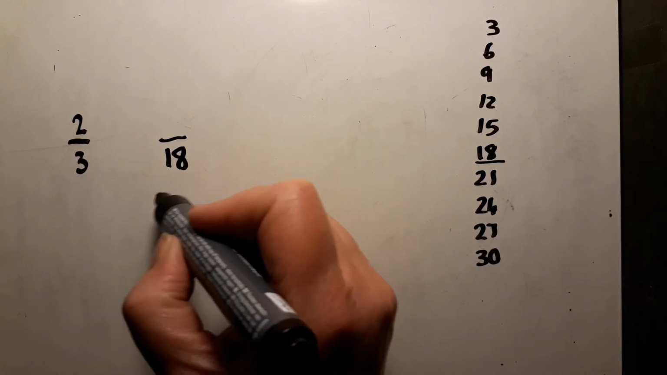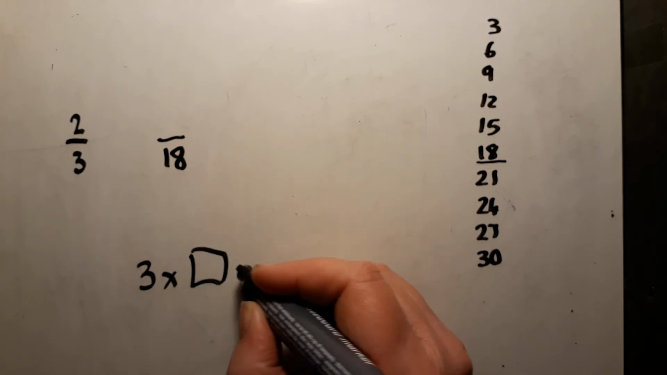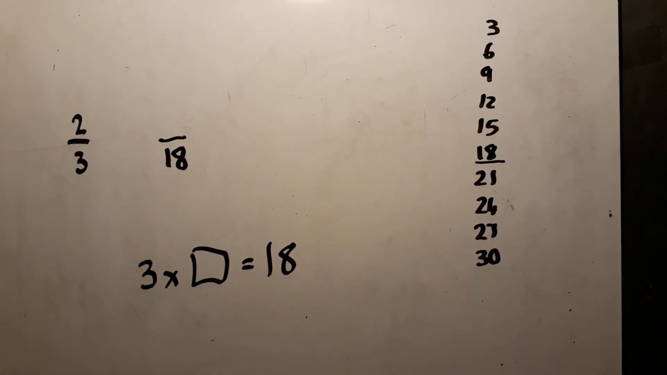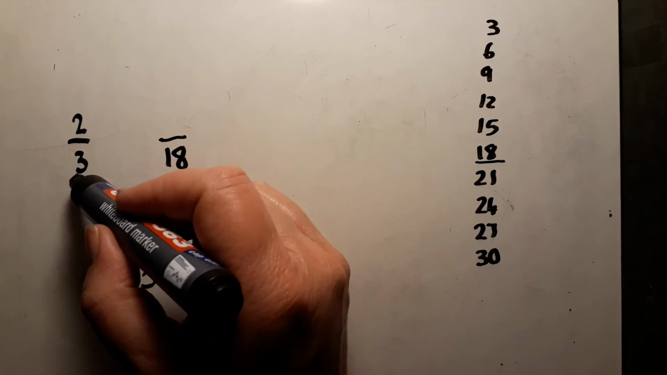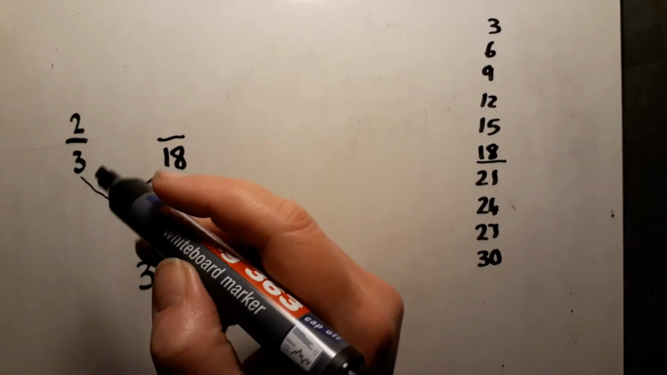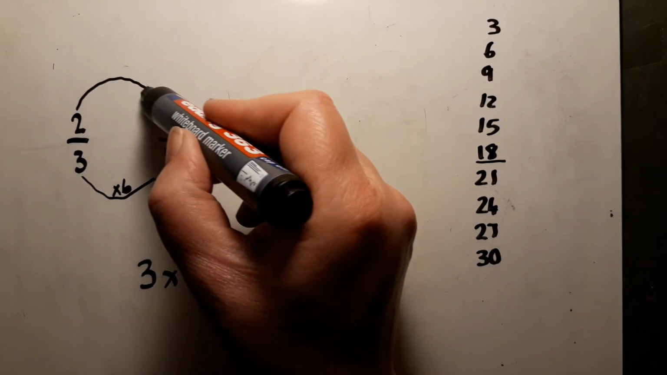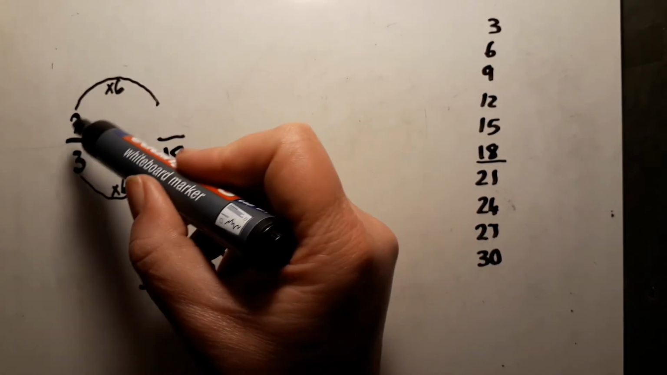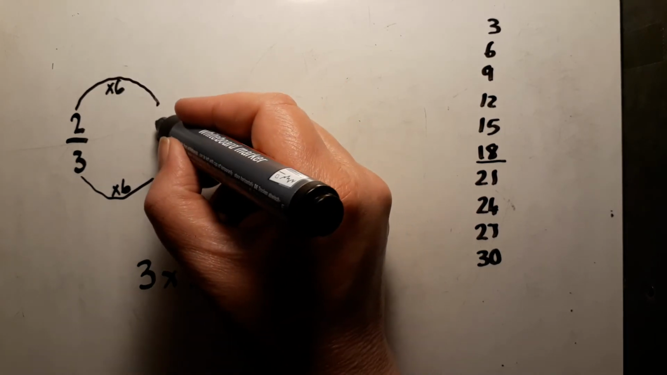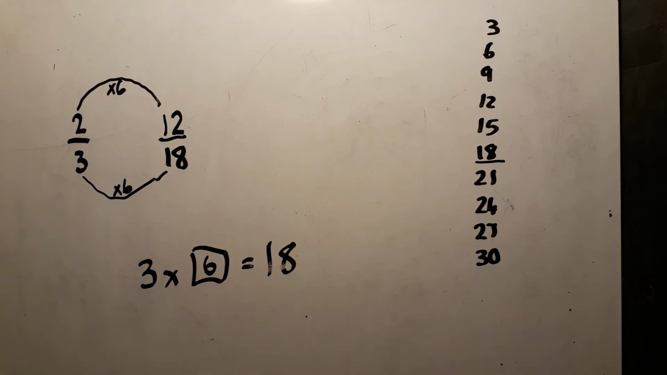Now, what would I have multiplied 3 by? So 3 multiplied by something is 18. Okay, and my splat box tells me that is 6. So I've multiplied the 3 by 6. So whatever I've done to the bottom, I have to do to the top. So I'll multiply that by 6 as well. And 2 multiplied by 6 is 12. So that would be an equivalent fraction for 2/3.